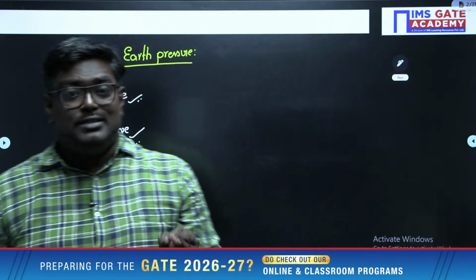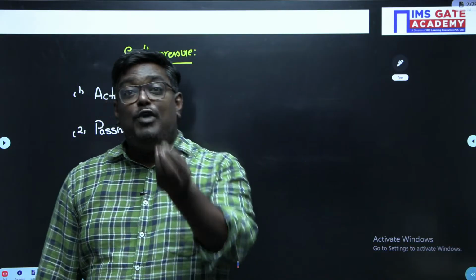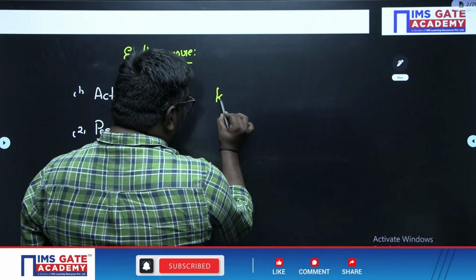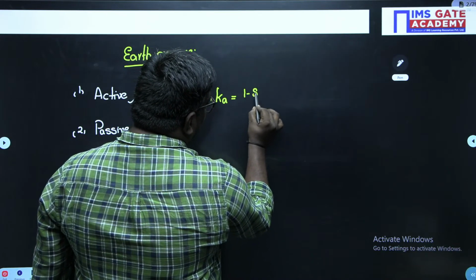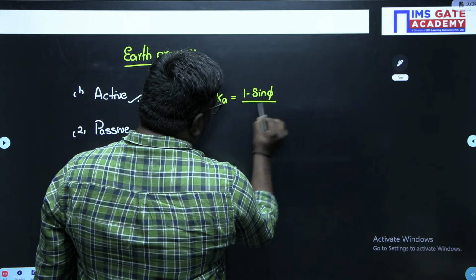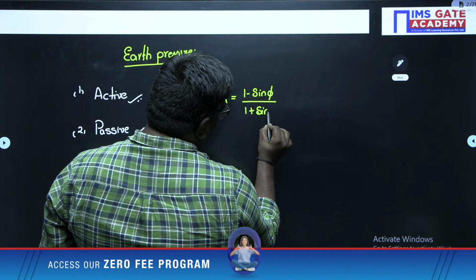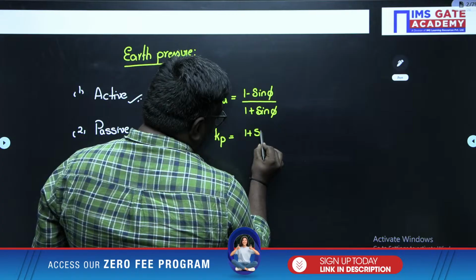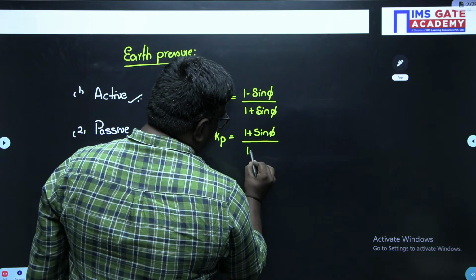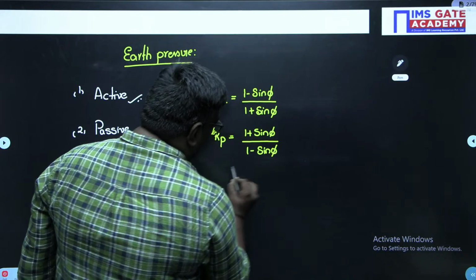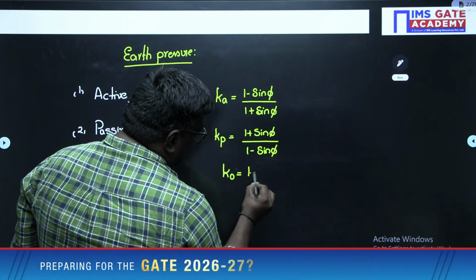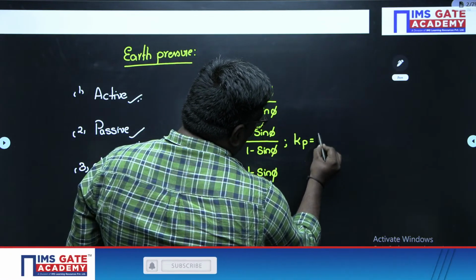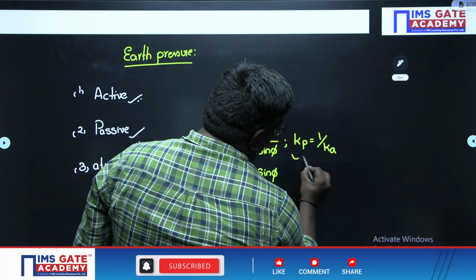Now my dear students, based on these properties, we have different coefficients of earth pressure. The coefficient of active earth pressure is (1 minus sin phi) upon (1 plus sin phi). Passive earth pressure is given by the formula (1 plus sin phi) upon (1 minus sin phi). When I talk about at rest pressure, it is 1 minus sin phi. Or if you are confused, you can write Kp is equal to 1 upon Ka. This can also be used.